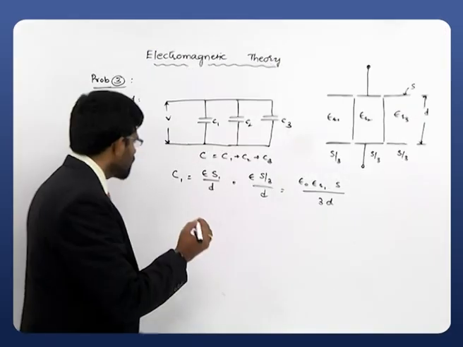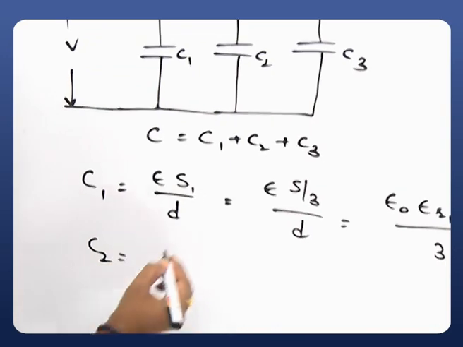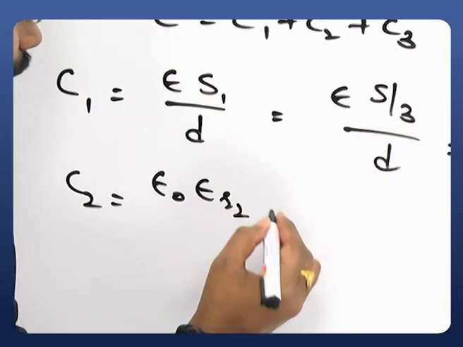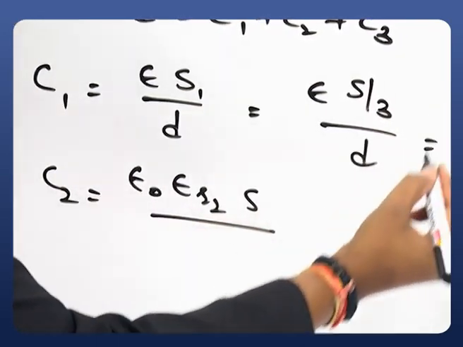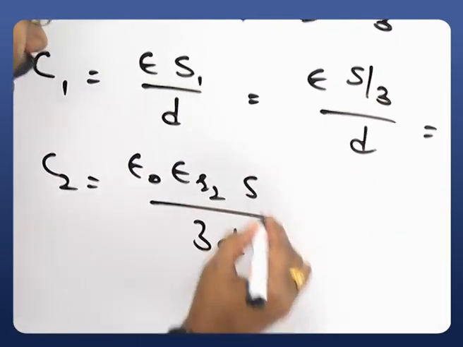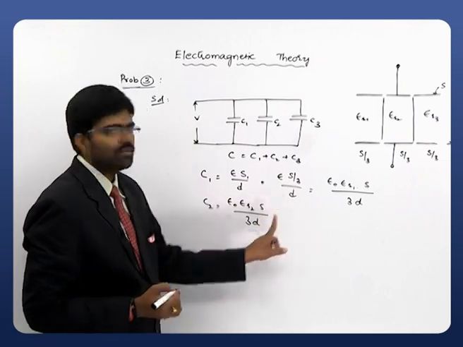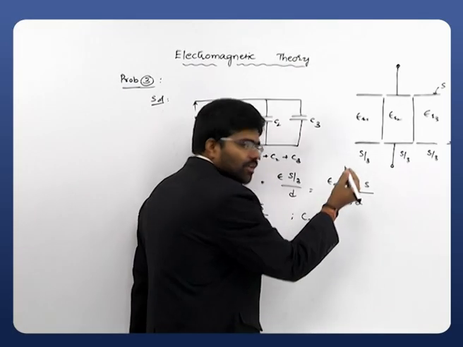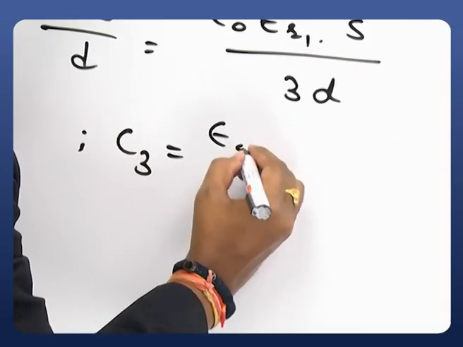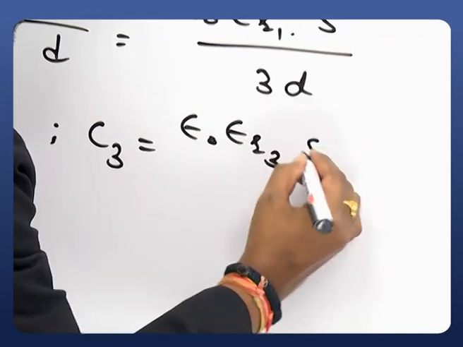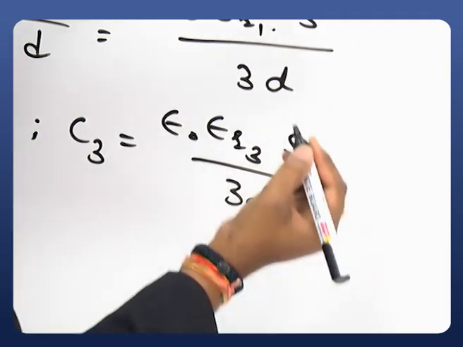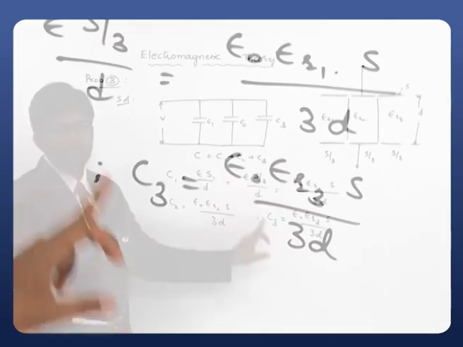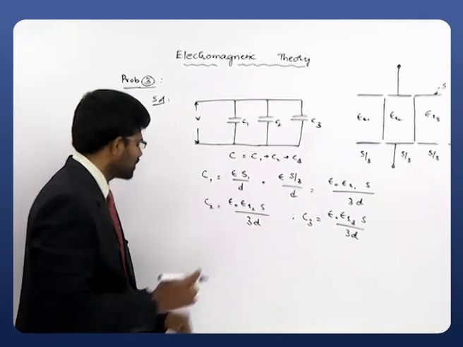In a similar fashion, for the capacitance of capacitor 2, we get epsilon naught epsilon R2 divided by the same cross-sectional area, S by 3, divided by D. In the same way, capacitance 3 is epsilon naught epsilon R3 S by 3D. These are capacitors 1, 2 and 3, and the equivalent is the addition of these three.